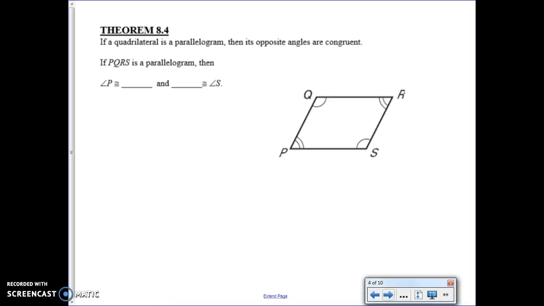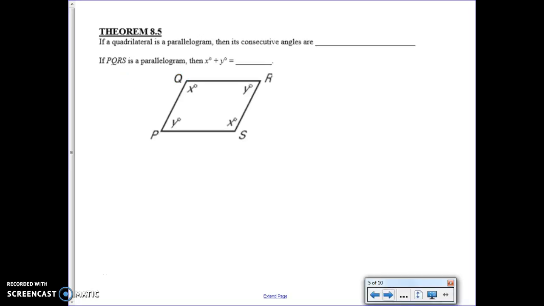We also know then that both pairs of opposite angles are congruent. So we know that angle P will be congruent to angle R. We also know that angle Q will be congruent to angle S. So those angles that are across from each other are going to be equal to each other.